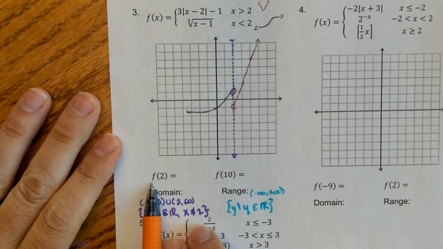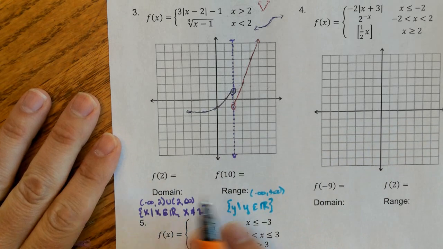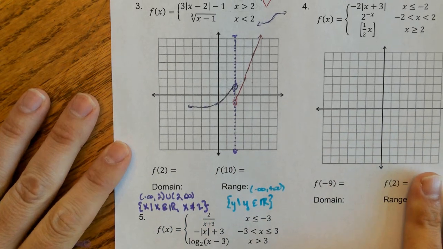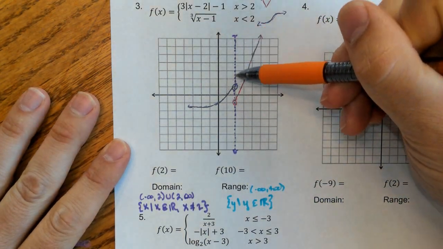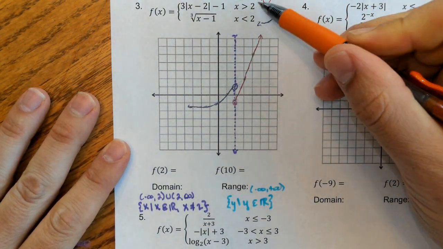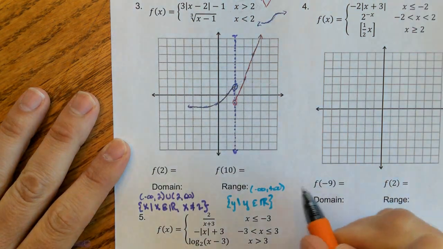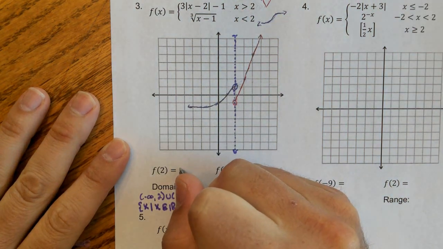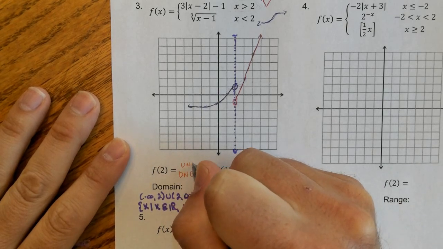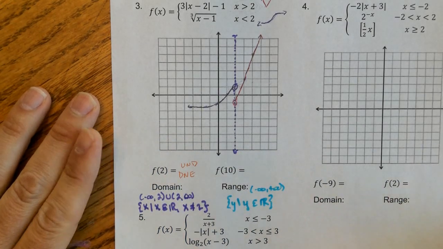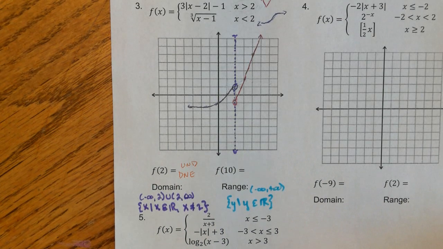What is the y value when x is 2? That's what f of 2 means. Well, what we understand is that there is no value at 2. That's where it's never equal. So you can either write does not exist or is undefined. Either answer would be acceptable.